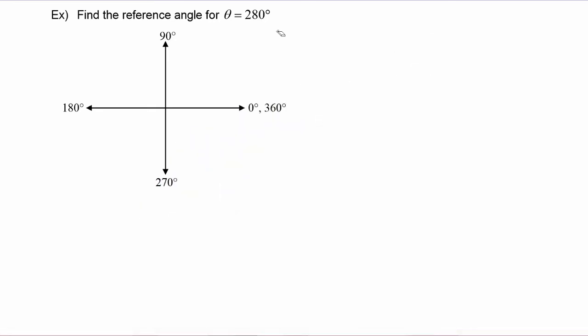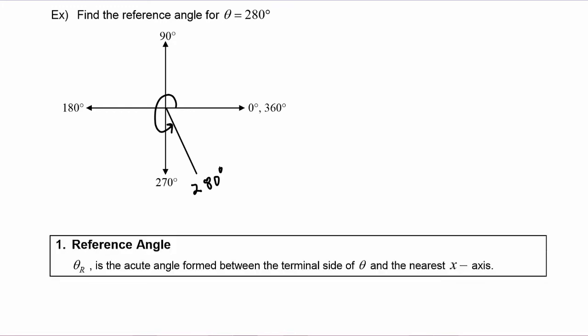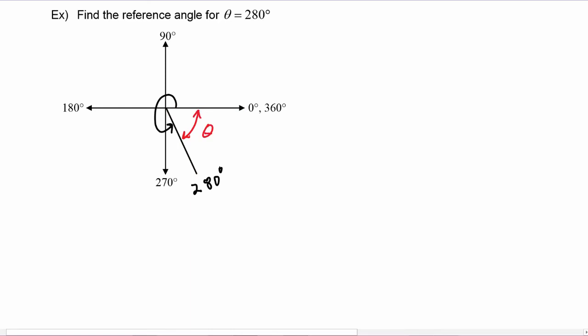As before, the first step is to draw the angle in standard position, and we know that 280 degrees is going to fall in quadrant number 4. Remember to put in the rotation. Now it's very important to refer back to the definition of theta r, and remember that theta r has to go between the terminal side of the angle and the nearest x-axis. So theta r will be this angle. To calculate theta r, we're going to do 360 degrees minus 280 degrees, and we find out that theta r is equal to 80 degrees.